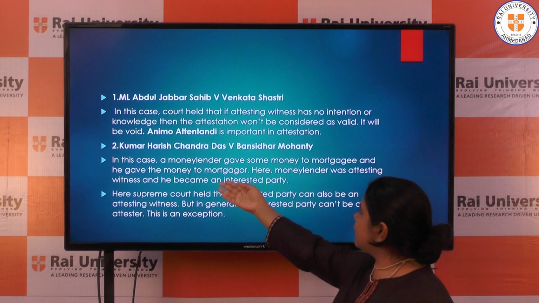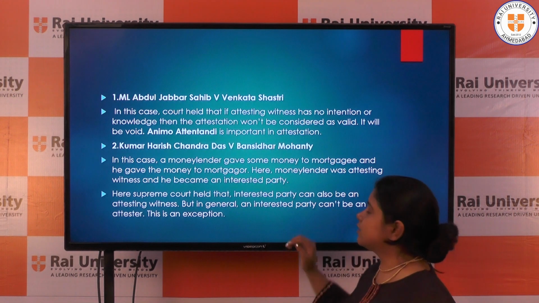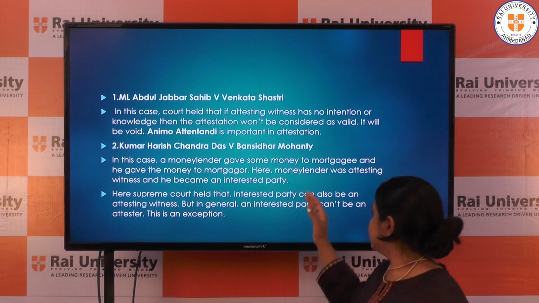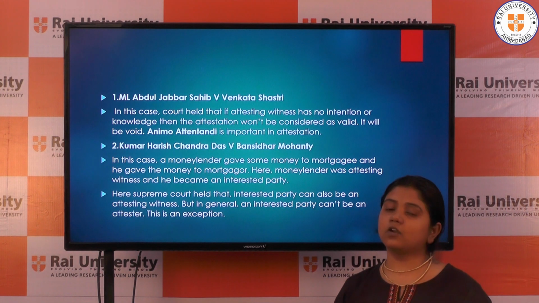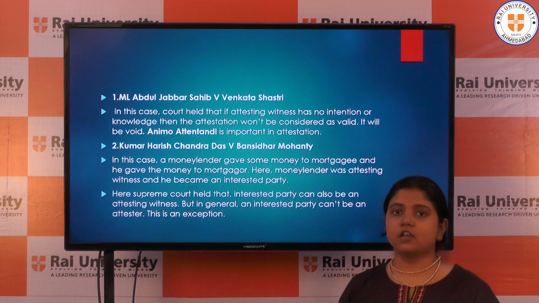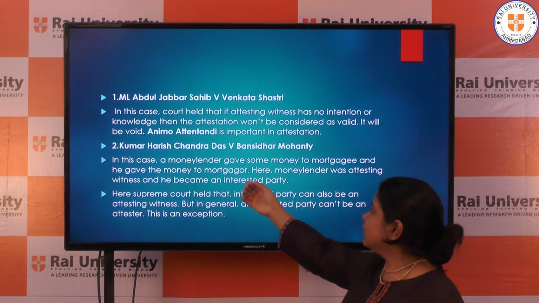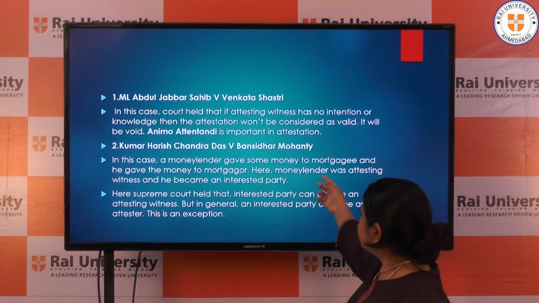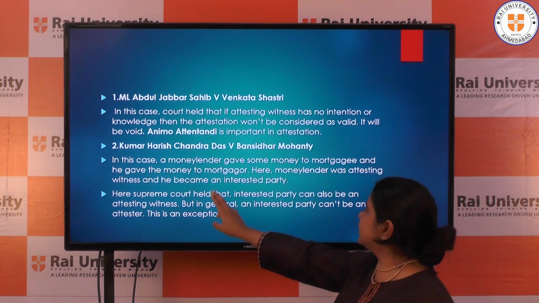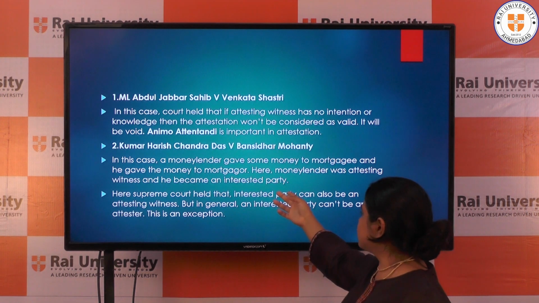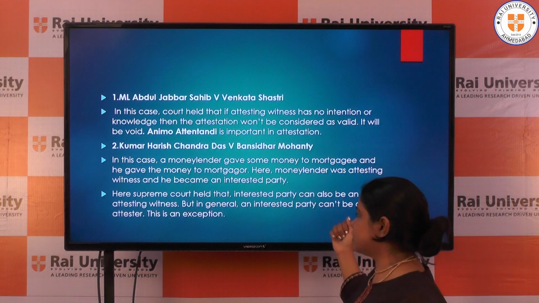The other thing is Kumar Harish Chandra versus Bansidhar Mohanty. Basically in this case it is about an interested party. In general, an interested party is not allowed to be an attesting witness. But there is one exception. Here you can see that a moneylender gave some money to the mortgagee, and he gave the money to the mortgagor. Hence the moneylender was an attesting witness and he became the interested party.